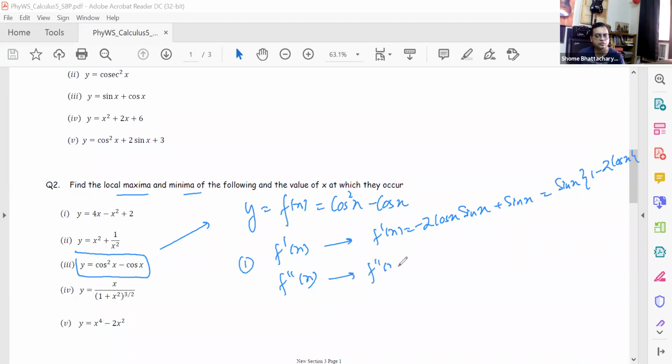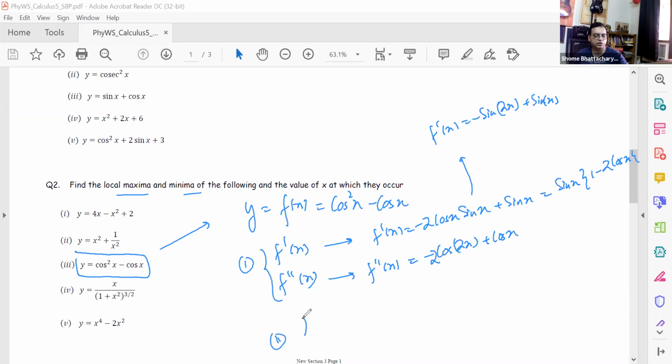Second derivative is differentiation of this. You can use product rule over here, or you can also write this as minus sin 2x plus sin x, and then use chain rule to differentiate this. Either way, when you do that differentiation, you will get minus 2 cos 2x by 2, plus cos x. So that is your first step, finding the derivative and second derivative.